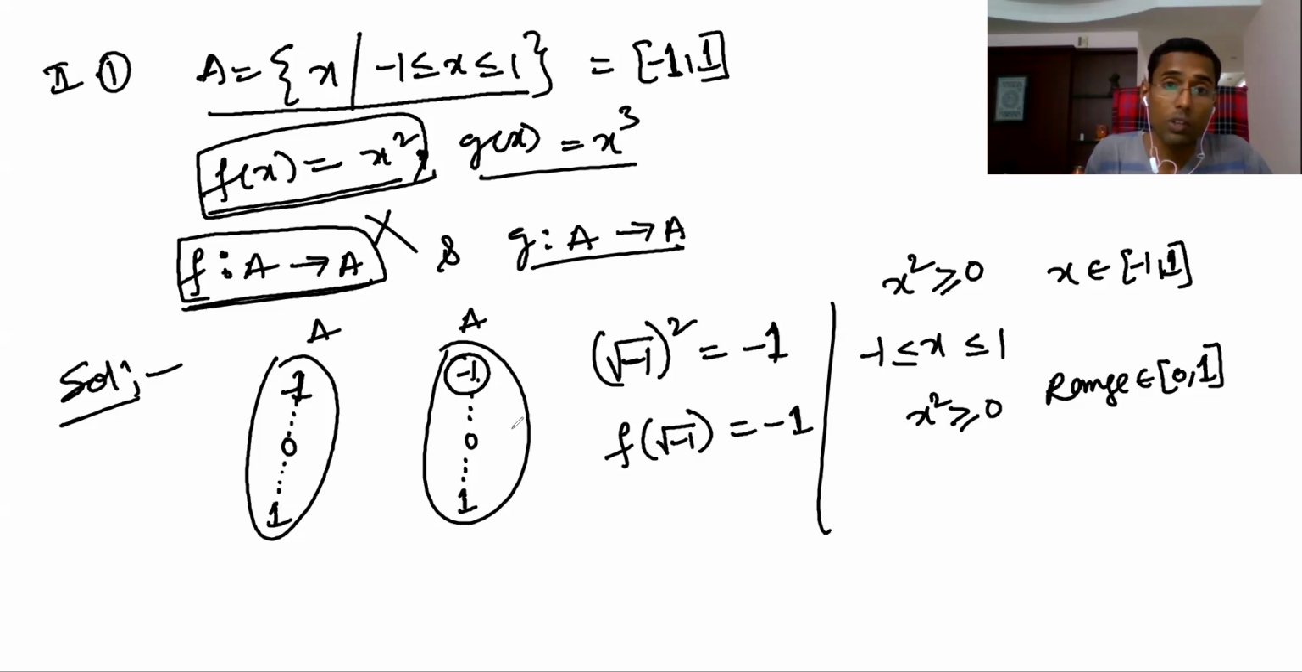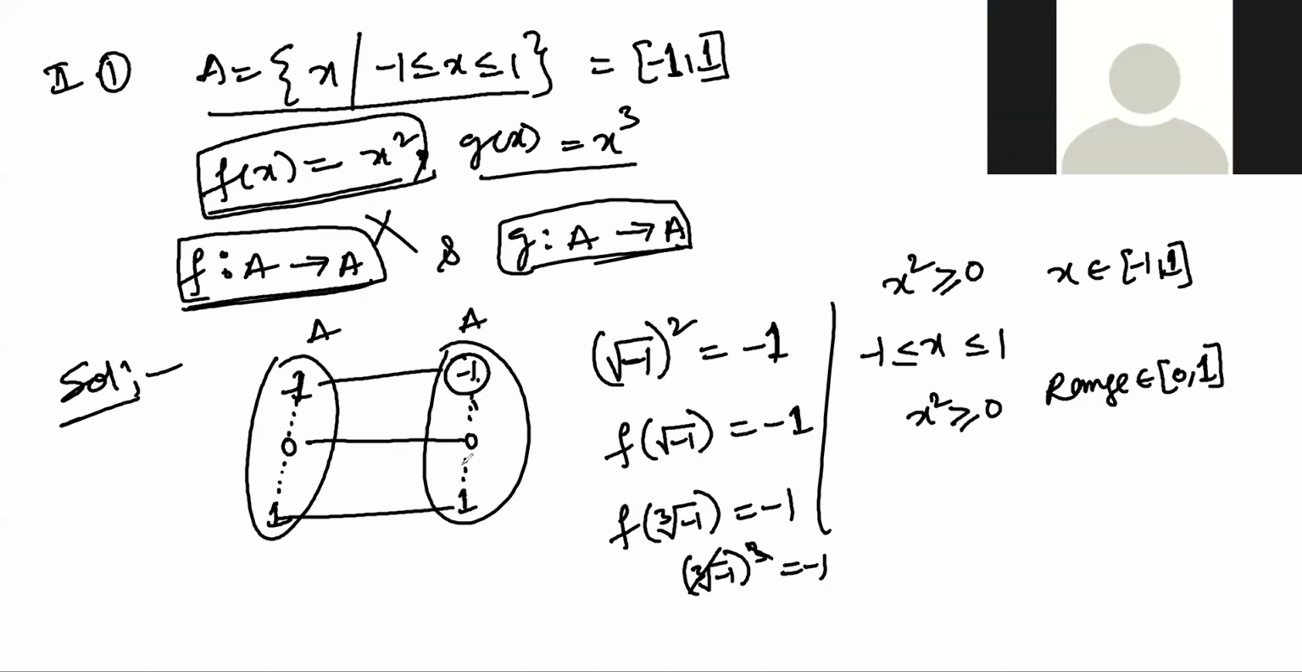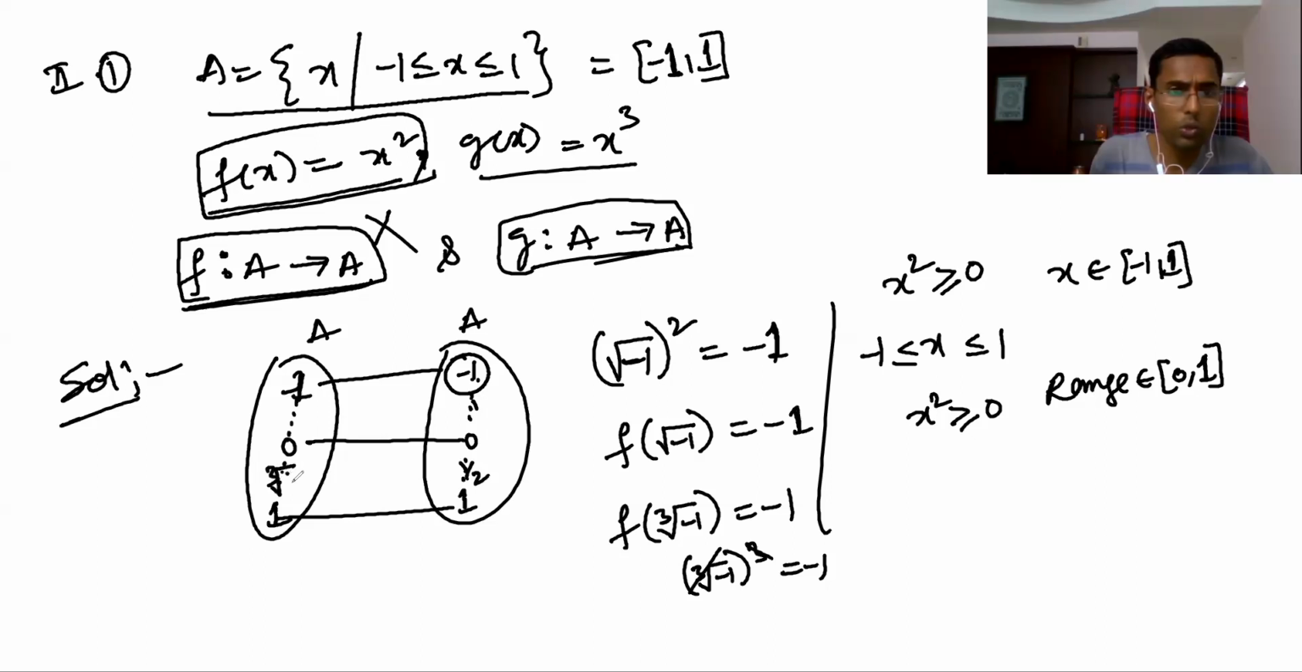It's not a surjection. But whereas g is there. g is x cube. So what you can write? f of cube root of minus 1 is minus 1. Cube root of minus 1 whole cube, the cube root and cube get cancelled, minus 1. Minus 1's pre-image is minus 1 only. 0's pre-image is 0 only. 1's pre-image is 1 only. But you may ask, what about 1 by 2? Its pre-image is cube root of 1 by 2. That will be there. So therefore, this is a surjection.